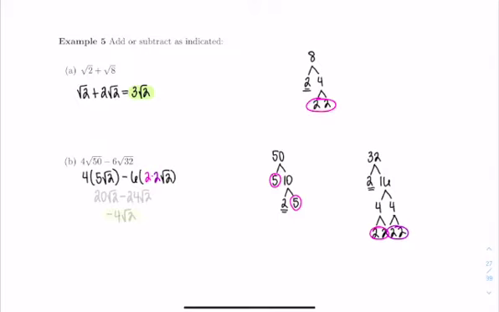Well, 4 times 5 gives me 20 square root of 2. And we've got 6 times 2, which is 12, times 2 is 24. And 20 minus 24 is going to give me negative 4 square root of 2.